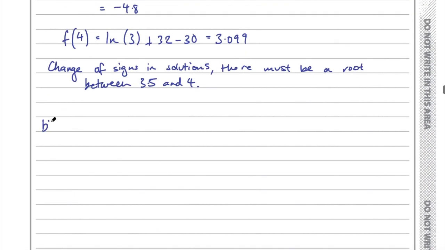So the Newton-Raphson method is basically a method of iteration, and it says that x1, the next value we're looking for, or the next iteration, is x0 minus f of x divided by f dash of x.